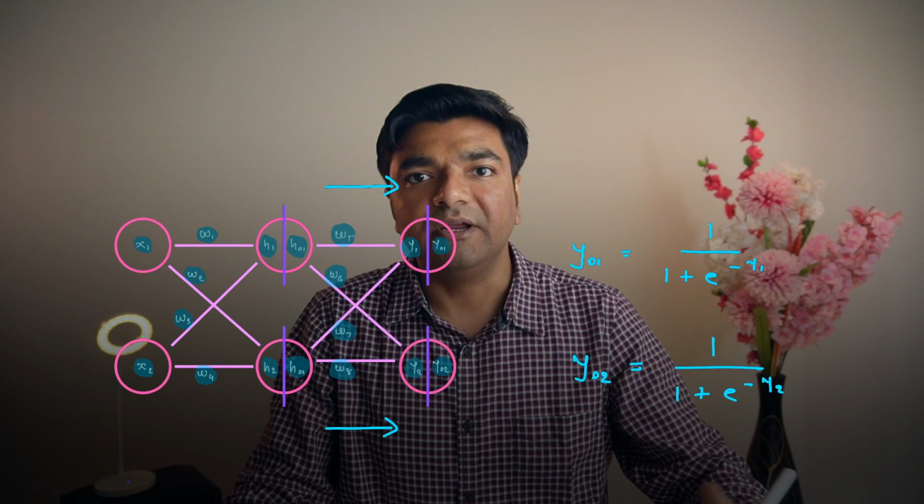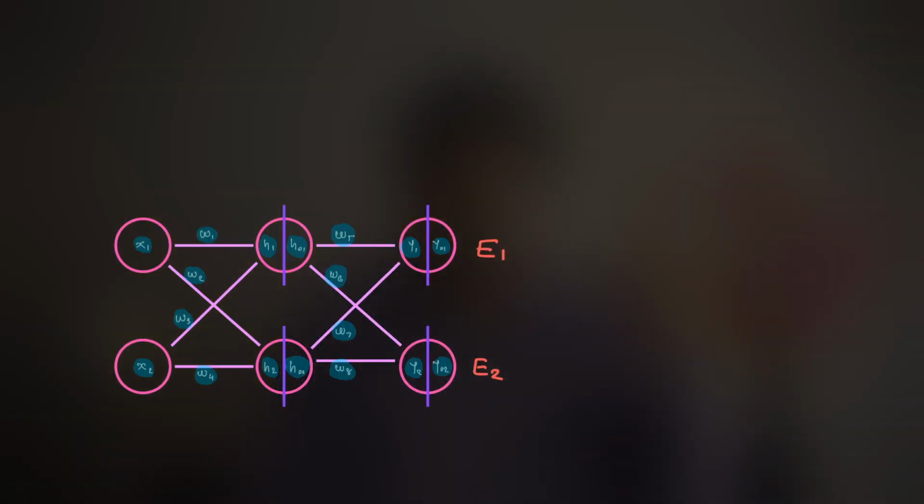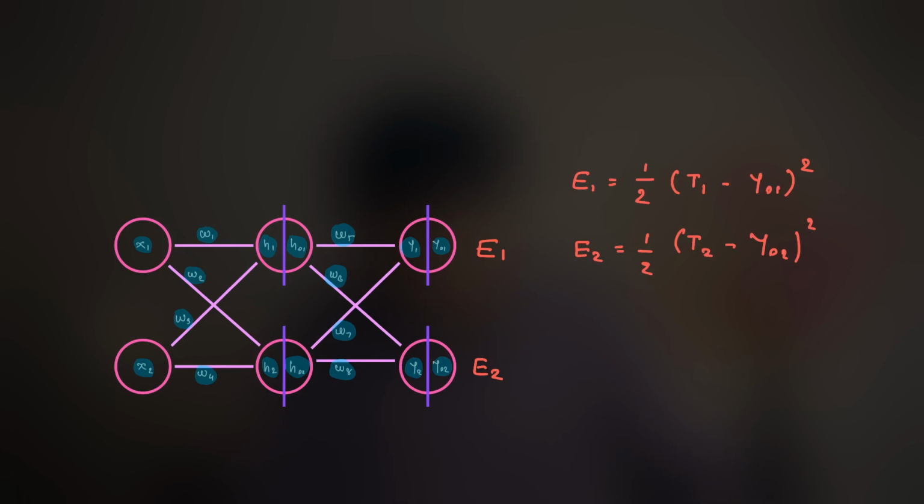Now step 2 begins, that is calculating error. Here the error of the first output is E1 and the error of the second output is E2, which is compared with the actual value, and the actual value is known as target. The actual value of the first output is T1 and of the second output is T2. Here E1 becomes 1 upon 2 (T1 minus yo1) square and E2 becomes 1 upon 2 (T2 minus yo2) square.